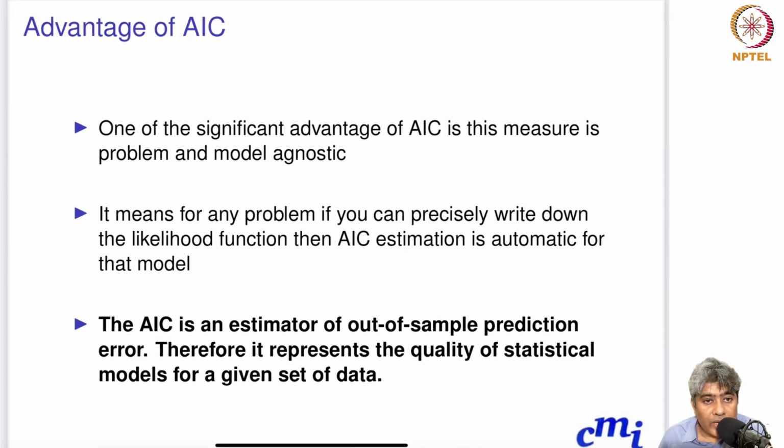So what is the advantage of AIC? One of the significant advantages of AIC is that this measure is problem and model agnostic. For any problem, any model, you can try AIC. It means for any problem, if you can precisely write down the likelihood function, then AIC is automatic for that model. AIC is an estimator of out-of-sample prediction error. Therefore, it represents the quality of statistical models for a given set of data. So this is a very important thing.